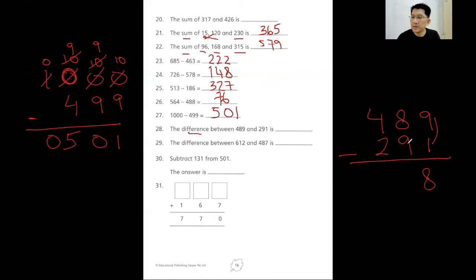Now 8 minus 9. That's not possible, so I need to borrow 1 from 4, leaving you with 3 here. And I get 10. 8 plus 10 becomes 18. Now 18 minus 9 is 9. And 3 minus 2 is 1. So the difference between 489 and 291 is 198.